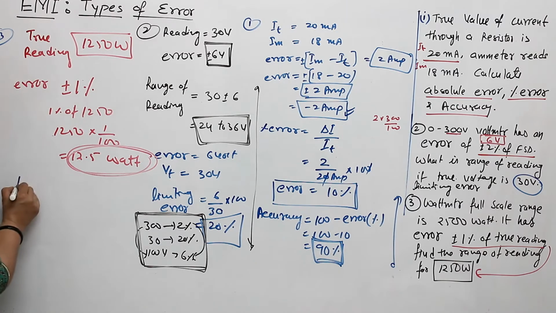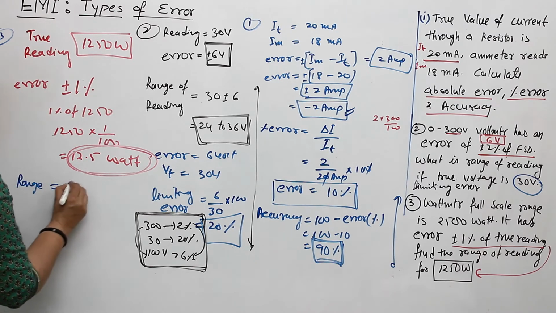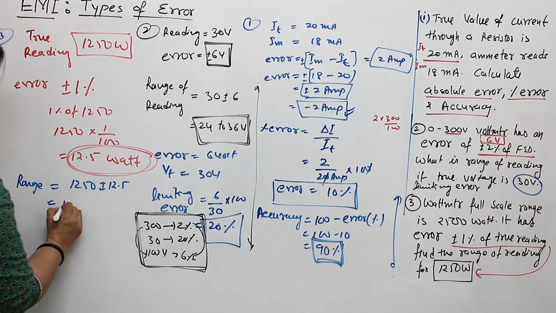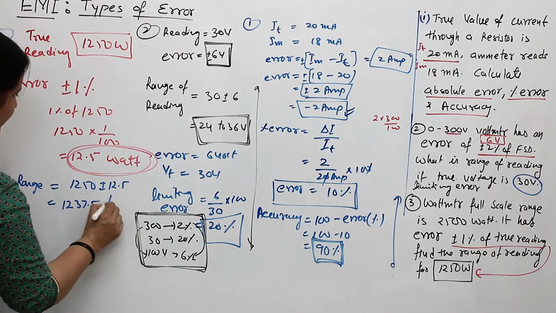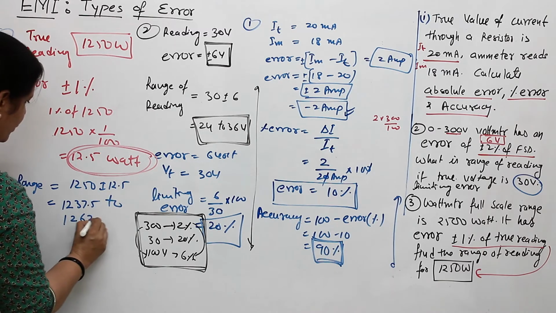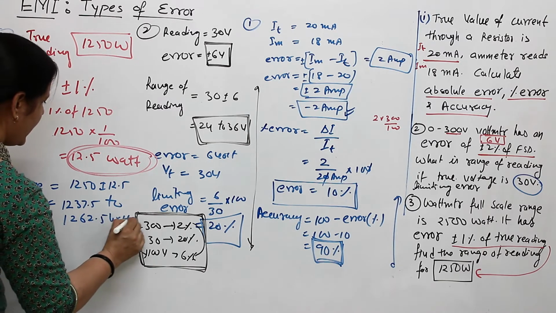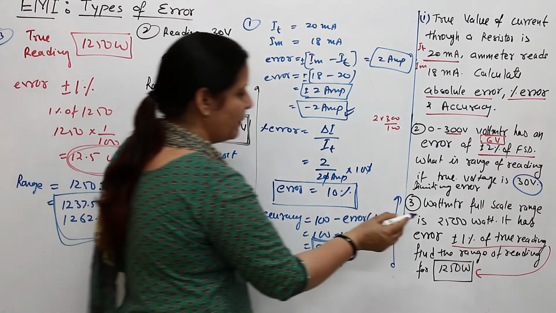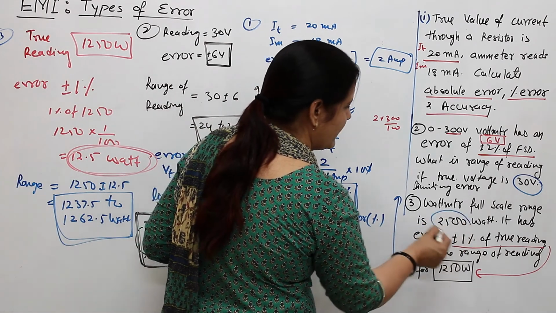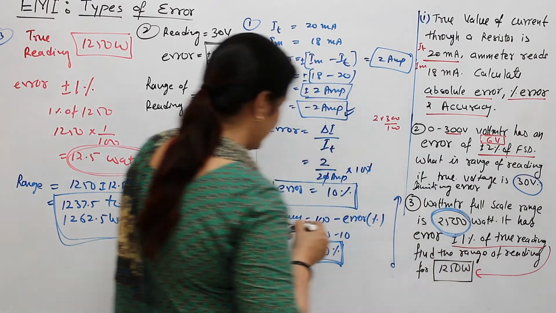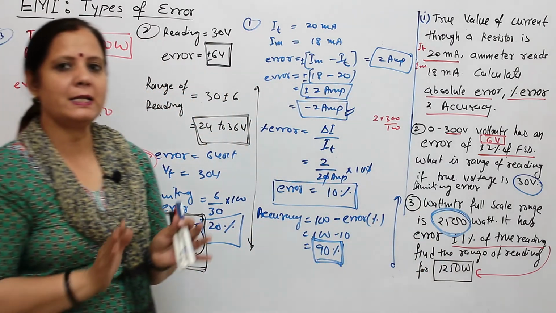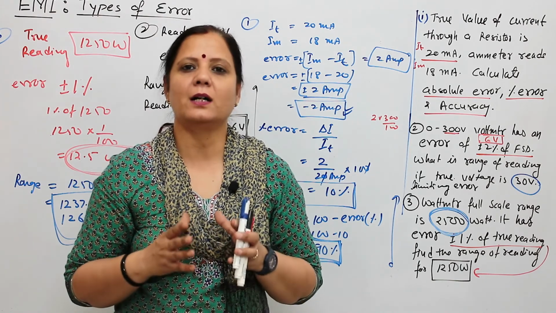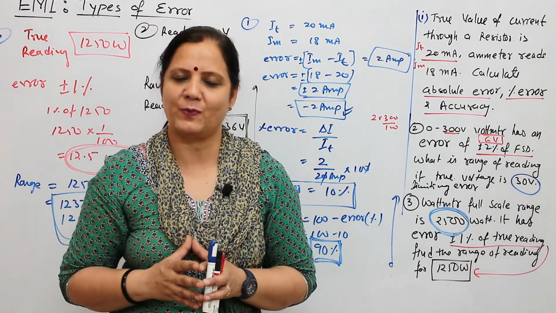So the range of reading will be 1250 plus minus 12.5, that will be 1237.5 to 1262.5 watts. There will be multiple answers, and one answer will be calculated by 1% of 2500, and students may select the wrong answer. So read the statement carefully. Please do practice a lot of numerical problems. Keep learning, keep watching. Thank you.